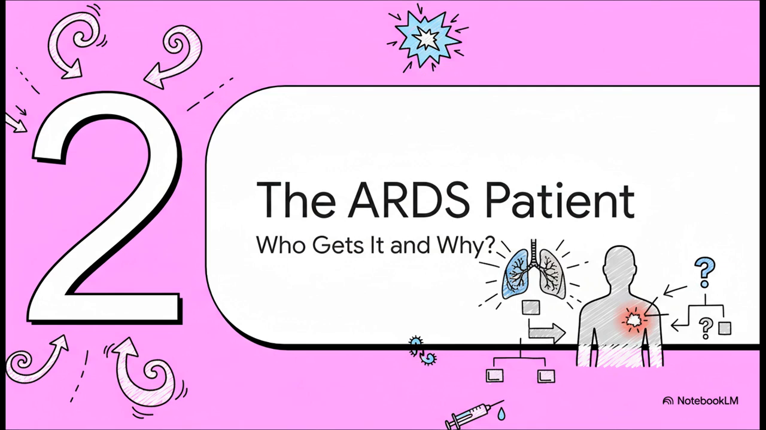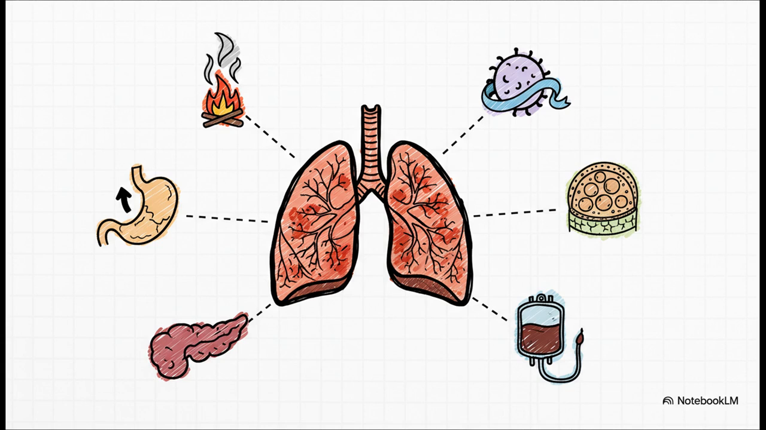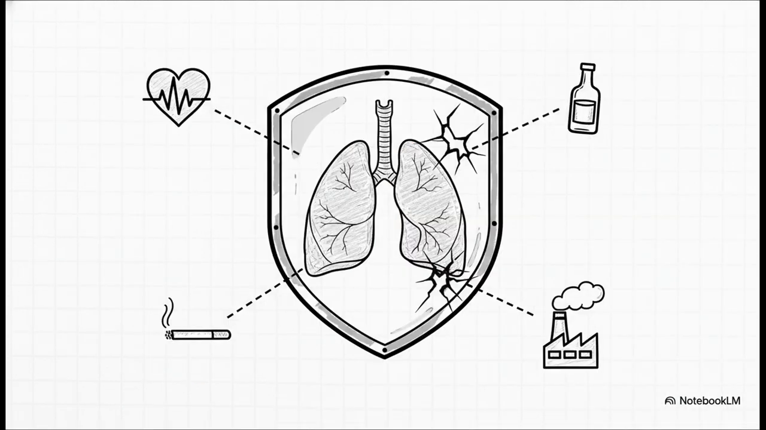Okay, so we've got this whole process of injury and flooding going on inside the lungs, but what kicks it all off? To understand that, we've got to look at the typical ARDS patient, who gets it and why. For your exam, you have got to know this list. The number 1 cause of ARDS by a long shot is sepsis. It could be from pneumonia, but really it can be from an infection anywhere. Other big ones are things like aspirating stomach contents, which is just a nasty chemical burn on the lungs, and of course, severe trauma.